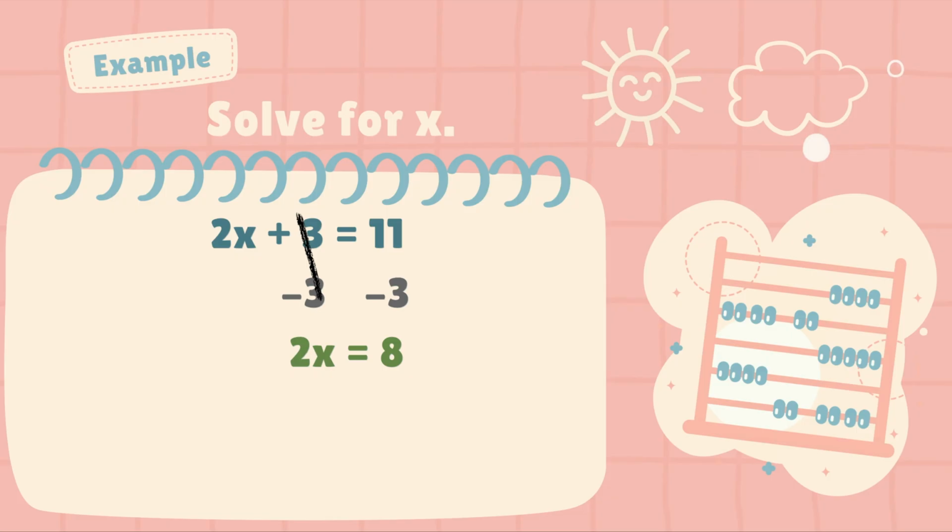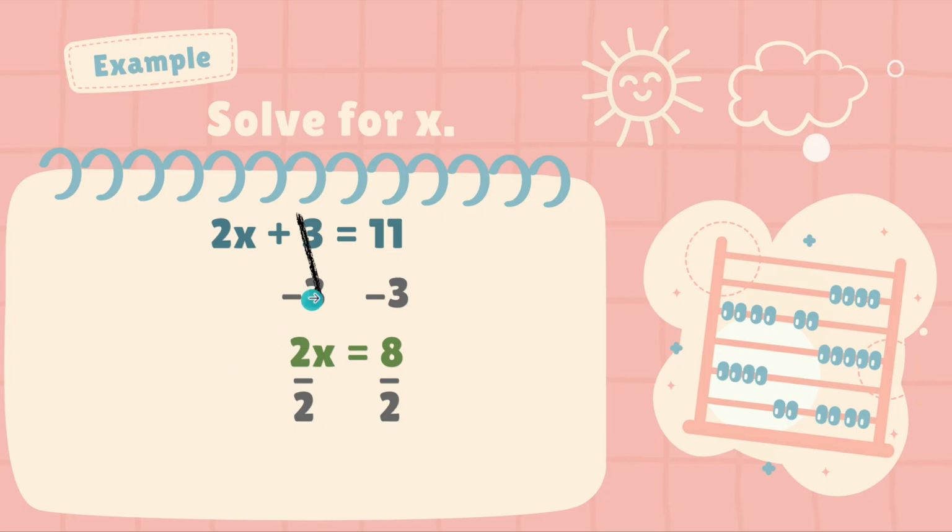Now when I have a number right next to my variable, this is kind of unspoken that it's supposed to be multiplication. There's no multiplication sign, but whenever you see a variable very close to a whole number like that, you know that they're supposed to be multiplied together. What's the opposite of multiplication? Division. So that means that I'm going to divide both sides by 2.